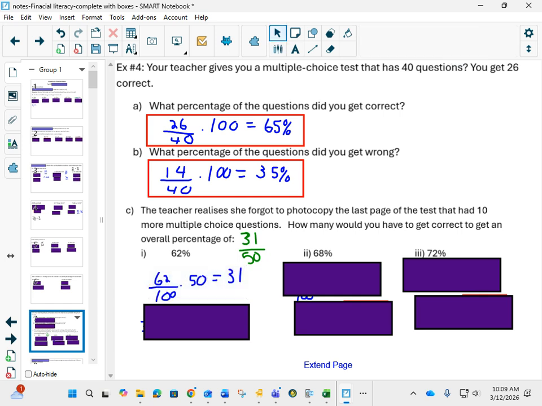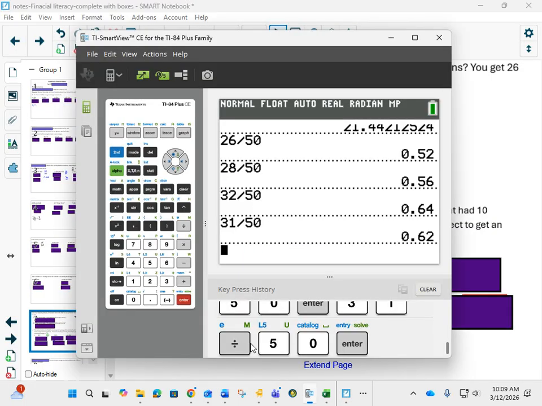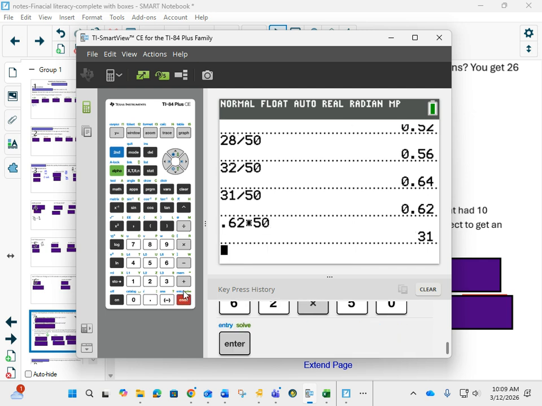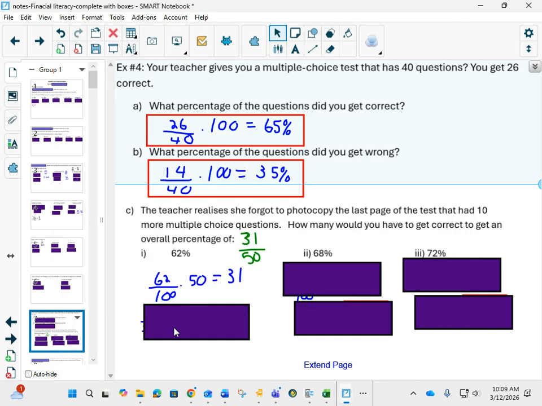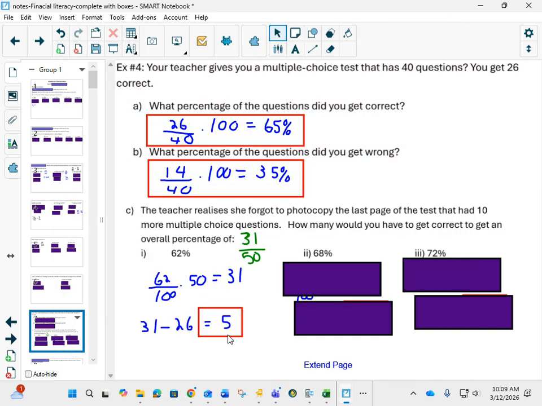So 62 out of 100 is 62%. How do we do 62% of 50? On our calculator, the shorter way would look like this. I pull up my calculator. I know that 62% is 0.62 as a decimal. I times that by 50 to find out what 62% of 50 is, and that would have told me 31 right away, instead of guessing all the way along.